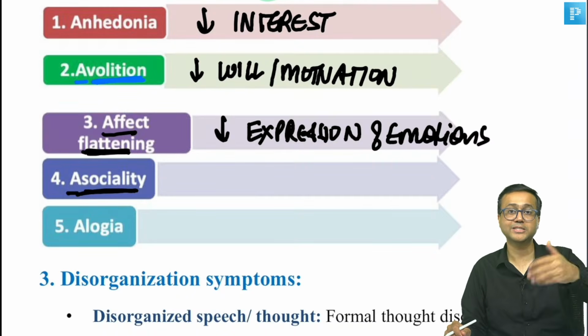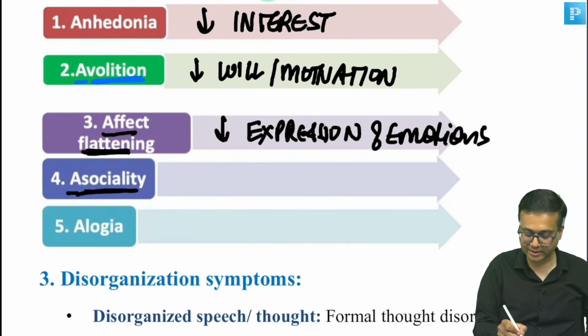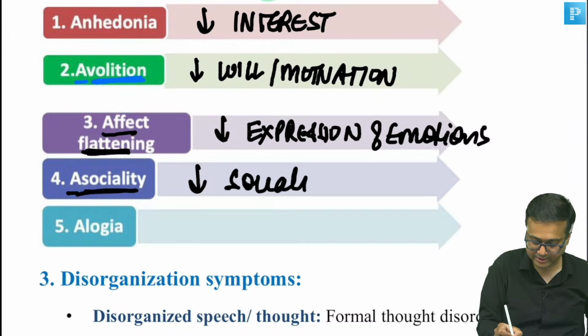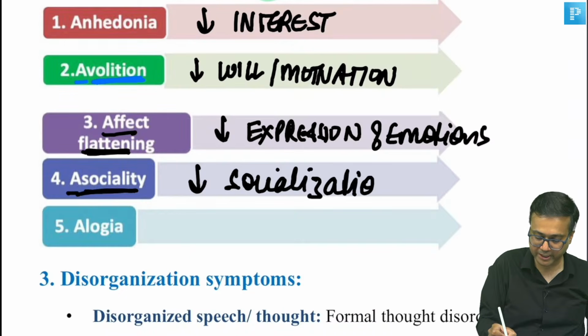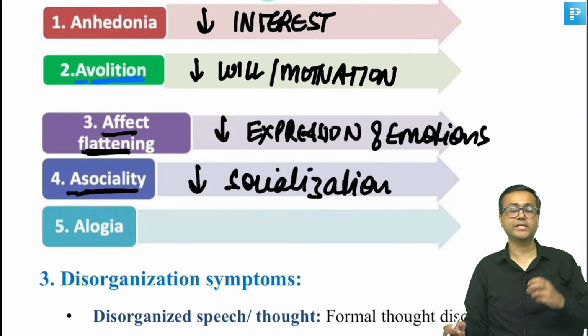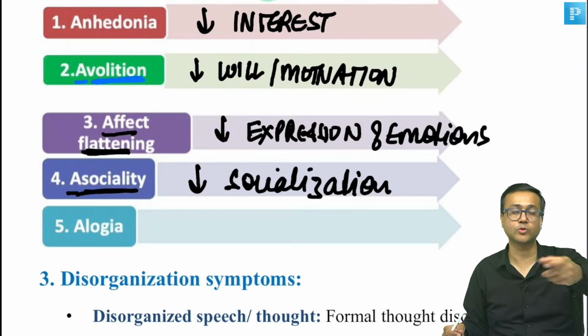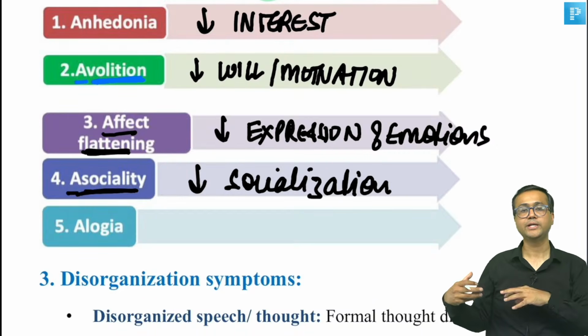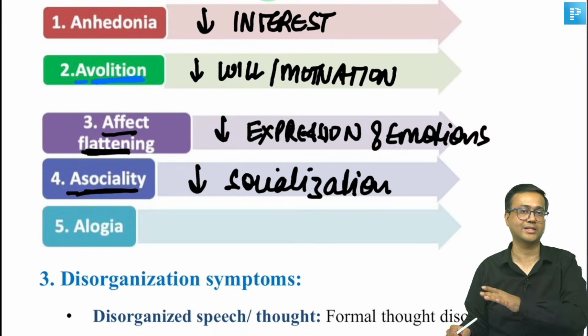See, asociality, don't confuse this with antisocial. Antisocial means against society. Asocial means there is decrease in socialization. Family members complain, sir, he does not socialize. We take him outside, he does not socialize with others. He does not mix with people. People come at home, he does not socialize. So there is decrease in socialization.